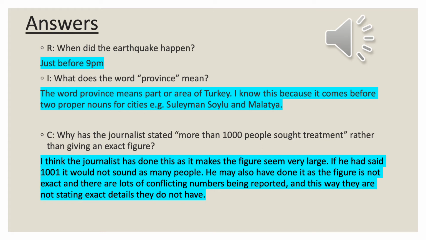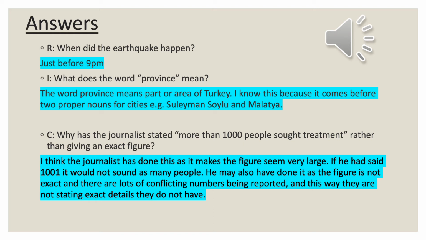Okay, so I used my decoding skills there. I didn't know what the word province meant, so I looked and read through the text really carefully and realised, oh, look, those words have got capital letters. They must be names of places because it was talking about parts of Turkey. Right, so province must mean a part or an area of Turkey.